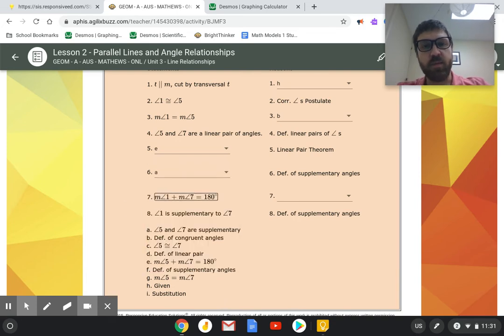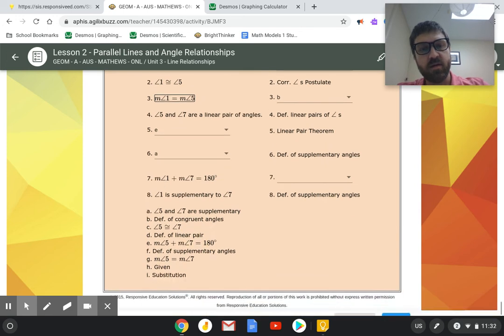Next, 1 plus 7 equals 180. We're doing that because we're taking the statement from number 5 and we're replacing angle 5 with angle 1. So angle 1 comes in and now we have this new statement. We're substituting. We've substituted angle 1 in this equation for angle 5. And then we're done with the proof.